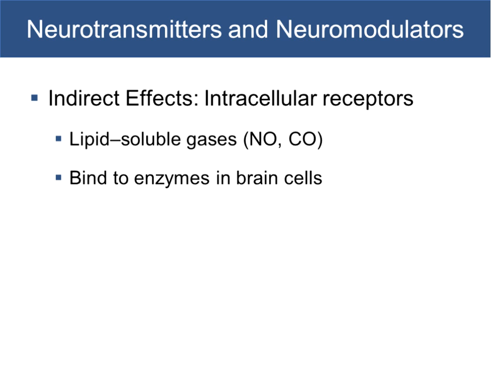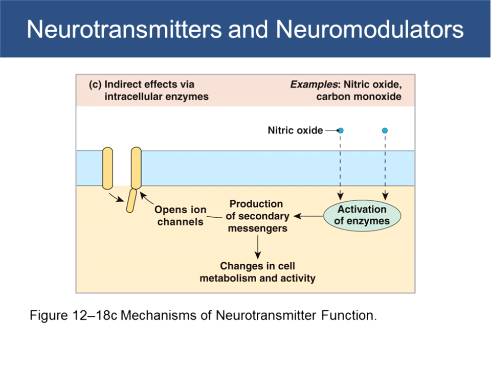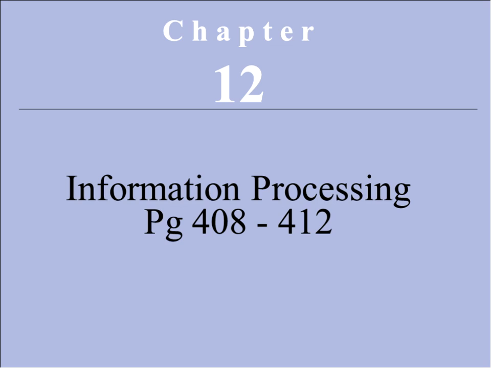Indirect effects, intracellular receptors such as carbon monoxide and nitrous oxide, we find those can bind to enzymes in brain cells. For indirect effects here, through intracellular enzymes, they will just go through the plasma membrane, so they don't have to bind to any receptors. They'll activate those enzymes that will make the second messengers like cyclic AMP, or they can be other secondary messengers, which can still open channels or change the cell's metabolic activity.